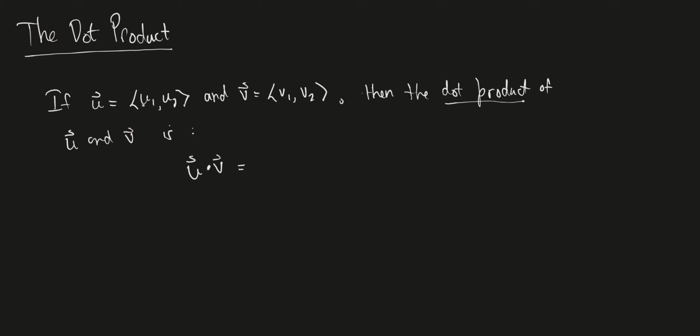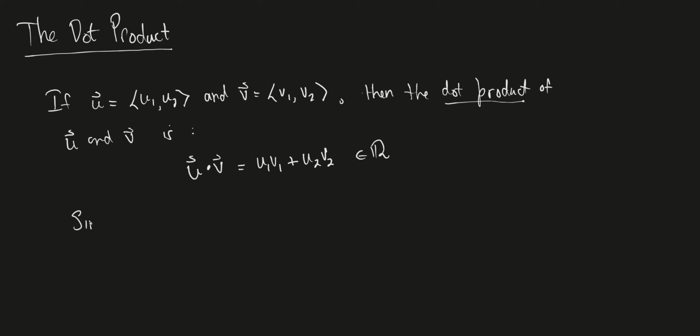You take the first component of u and multiply it by the first component of v, so you do u1 v1. You take the second component of u and multiply it by the second component of v, and then you add these two products together. And what we're going to end up with is a scalar, a real number. So when we compute the dot product of two vectors, we don't get a third vector. What we end up getting is a scalar.